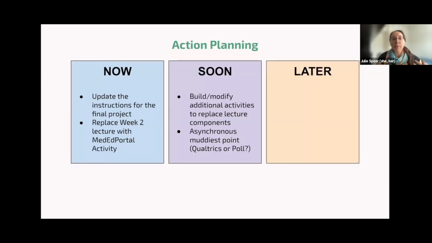She also decides to put building out that asynchronous muddiest point on the soon list. It's something she feels like she could build in Qualtrics or another polling software relatively quickly, but the data from her learners suggested that the muddiest points were working pretty successfully as it is, and she wants to focus on other areas of her teaching first.